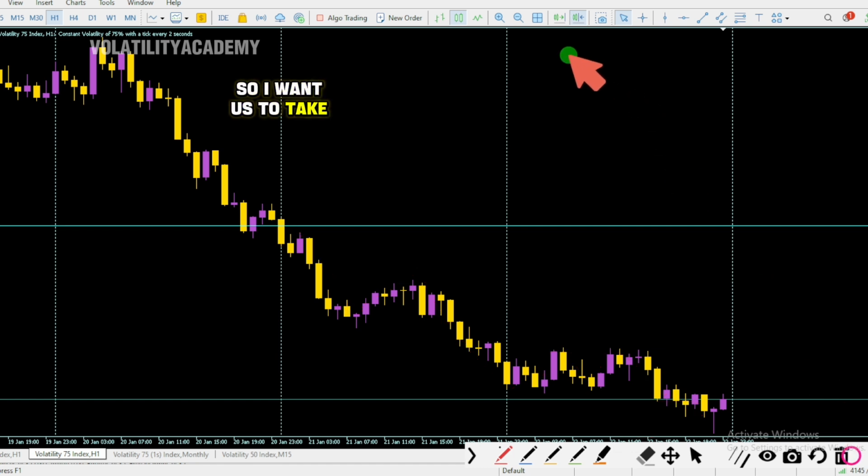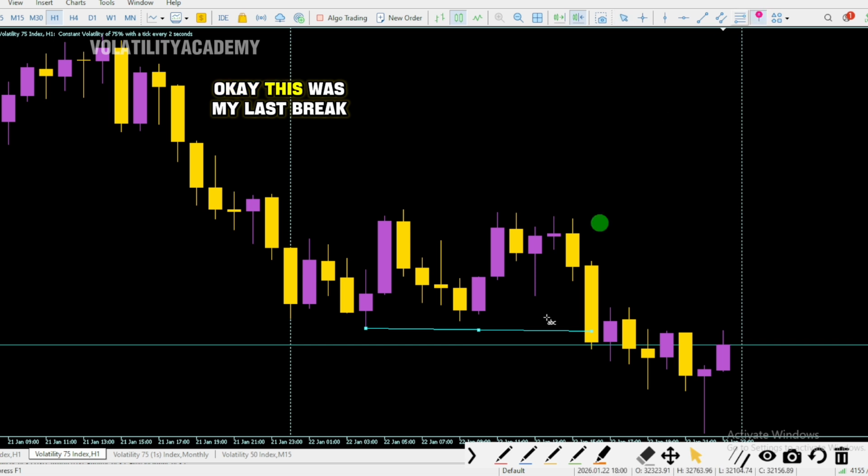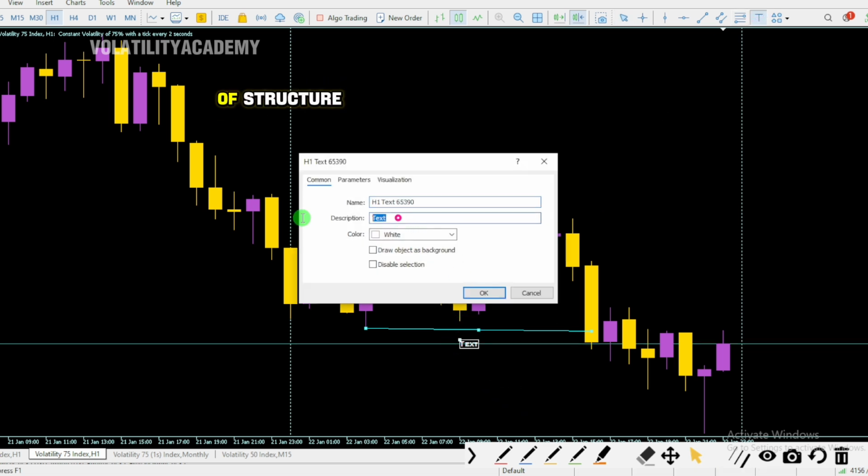So I want us to take a closer look at what is actually happening. Now this was my last break of structure to the downside. Okay, this was my last break of structure. I'll quickly label that.